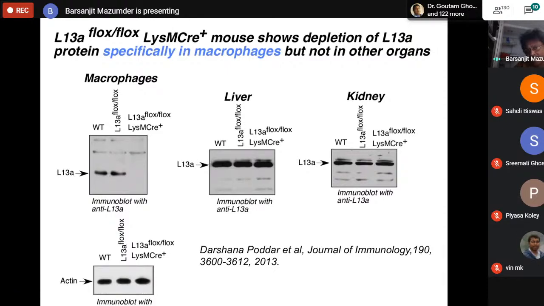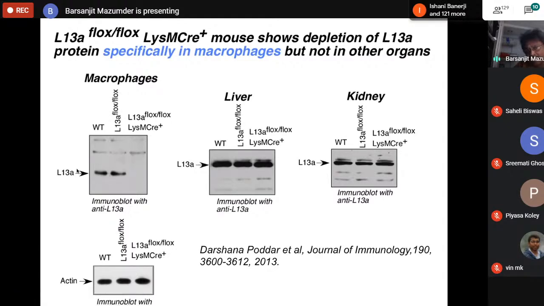So, the lysozyme M-specific promoter is not active in other organs, but highly active in cells of the myeloid lineage. We made this mouse by crossing the flox mouse with the lysozyme Cre mouse, and then harvested macrophages and different organs from this mouse. They made the lysate and then did a Western blot.